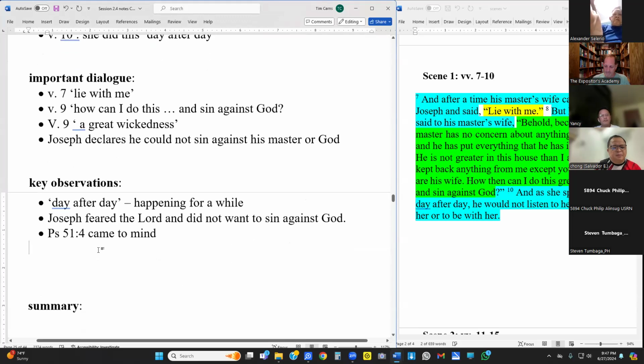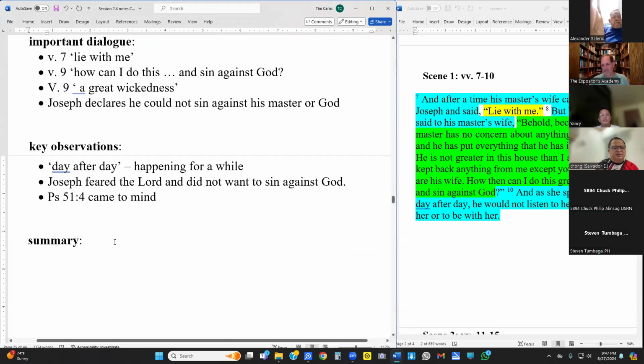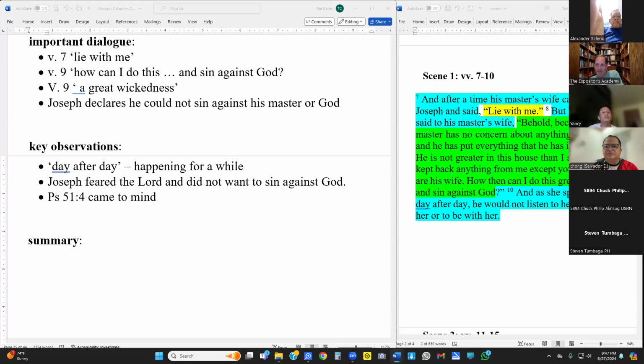All right, summary. How would we summarize this scene? Anybody want to try? The summary is not interpreting the message of the scene in the context of the plot. We're just looking at what seems to be the key focus of this scene in the flow of the story, as to what happened.